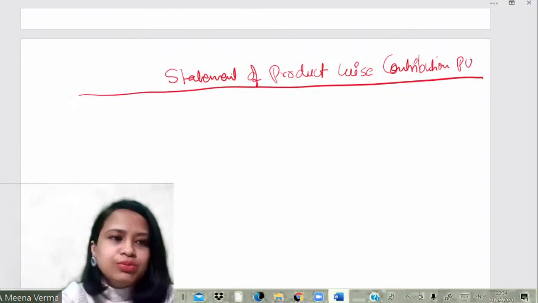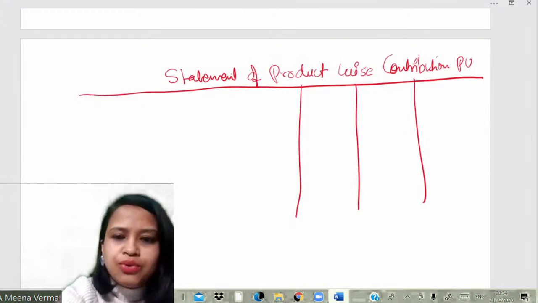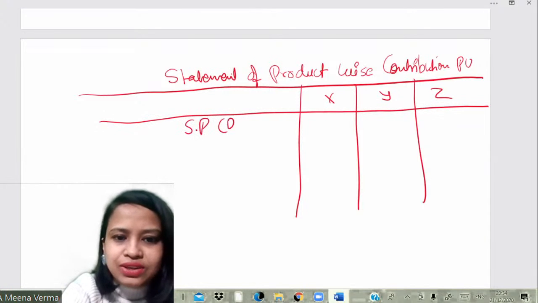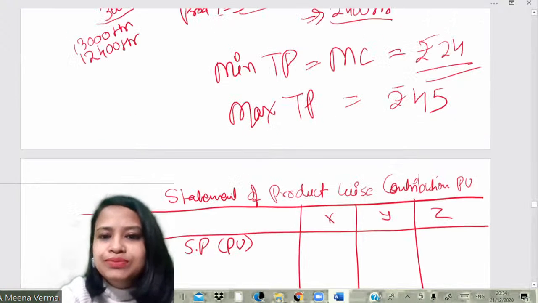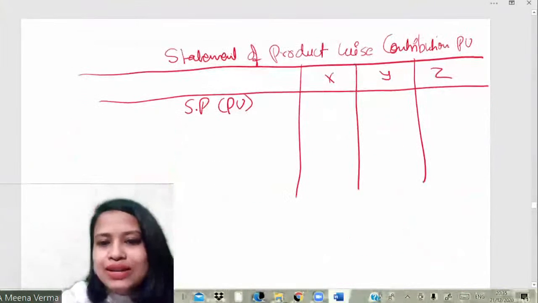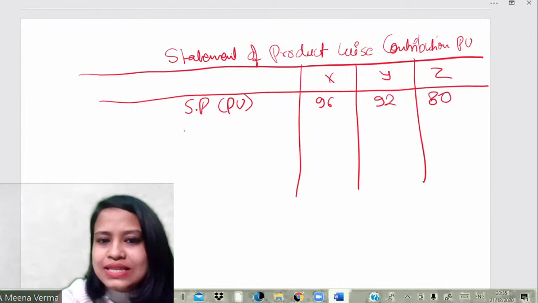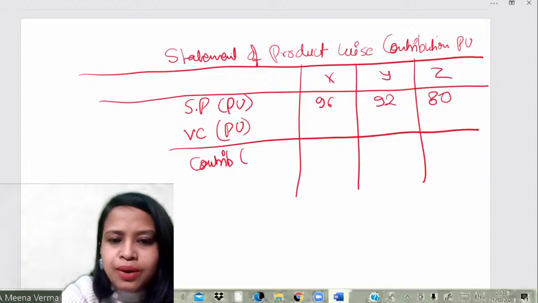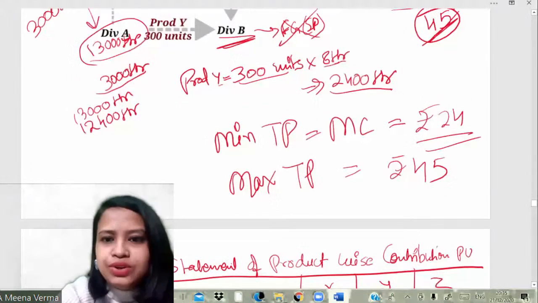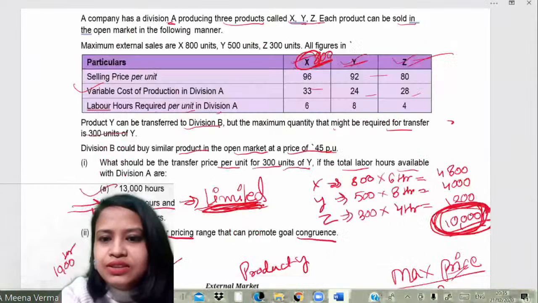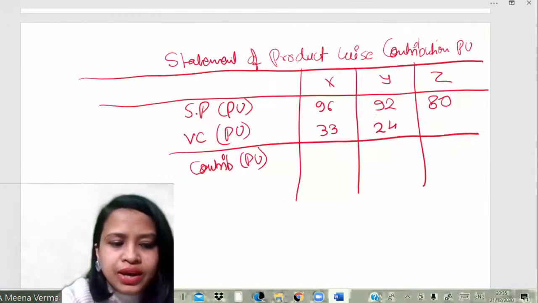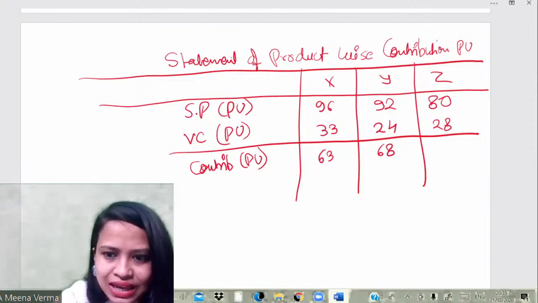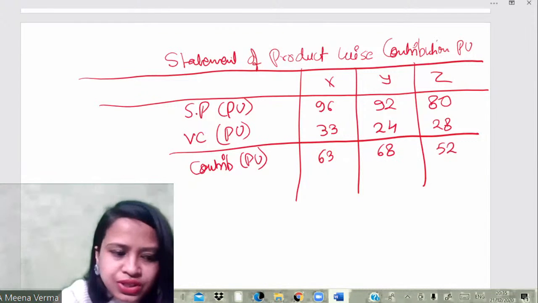So we are trying to find out the contribution per unit, product-wise. We have three products: product X, product Y, product Z. The selling price per unit is given here: 96, 92 and 80. The variable cost per unit is 33, 24 and 28. So from here you can calculate the contribution: 63, 68 and 52 is the contribution per unit.